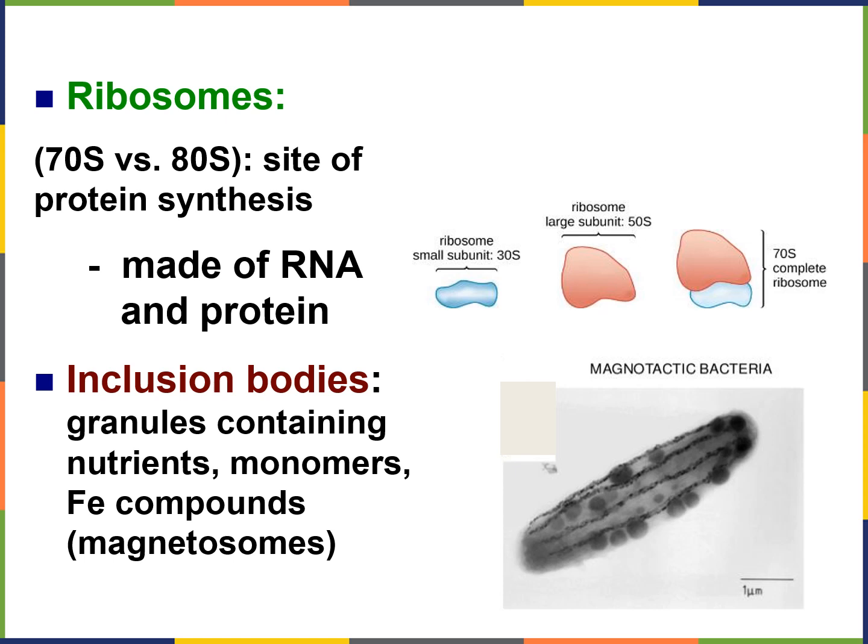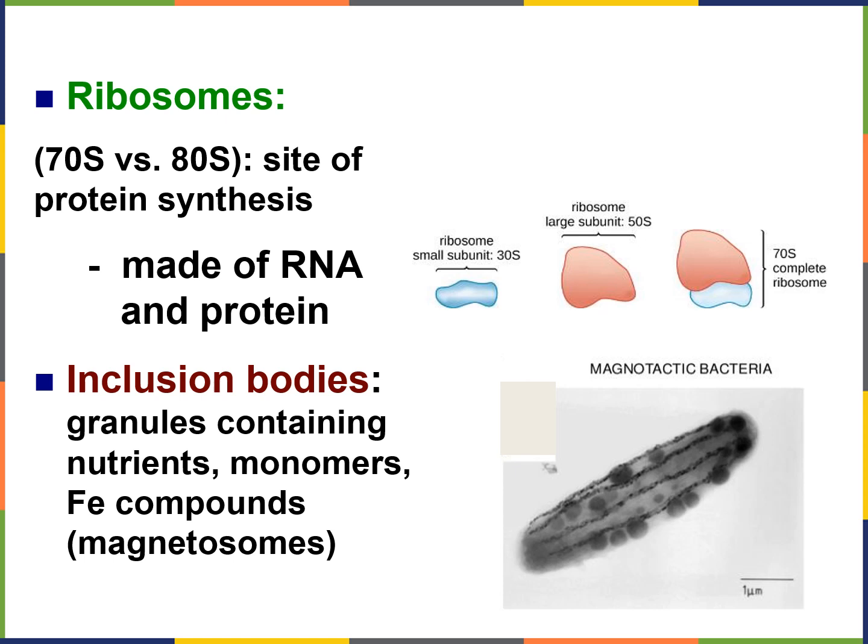Another name for inclusion bodies is storage sacs. They're basically vesicles to hold leftover nutrients, monomers, maybe simple sugars and amino acids. It's storage, like leftover storage. You may also find some iron, as in this picture here.